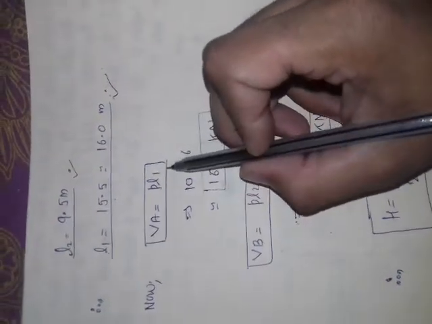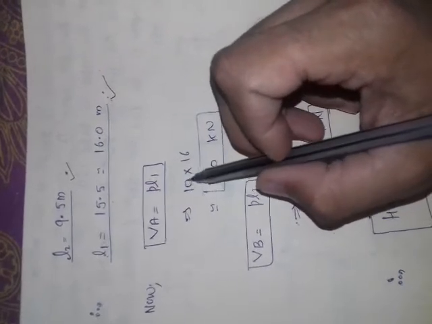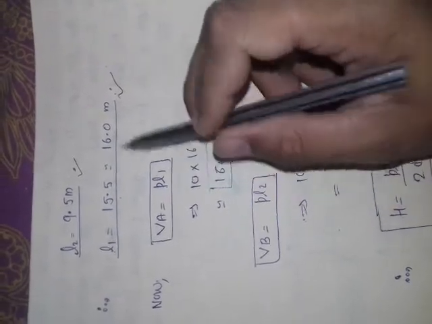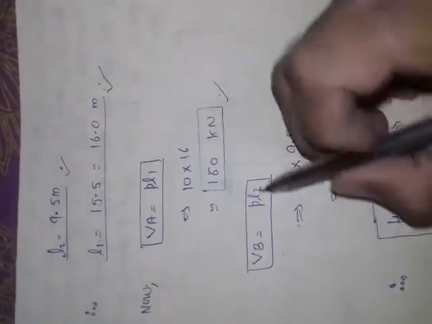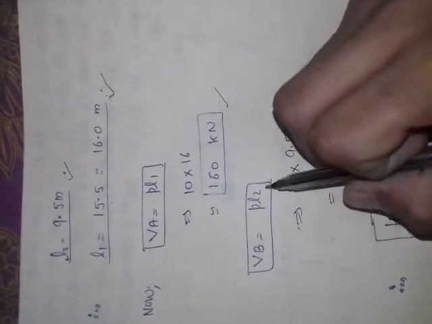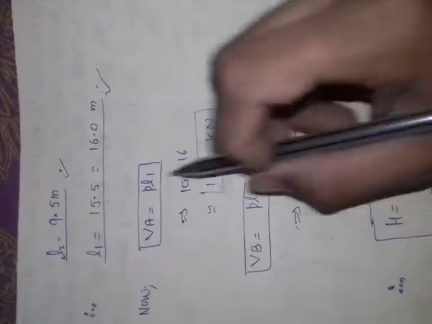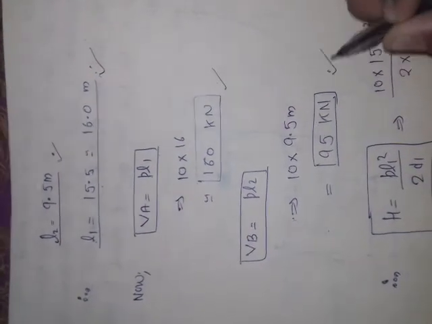Now VA is equal to P into L1. P is the 10 kN UDL and L1 is 16 meter. So VA is equal to 160 kN. Similarly, VB is equal to P L2. P is 10 and L2 is 9.5 meter. So we calculate VB as 95 kN.